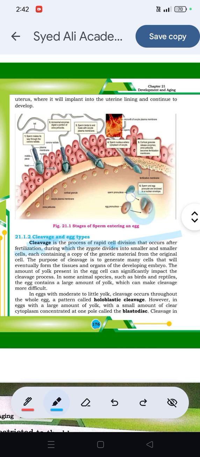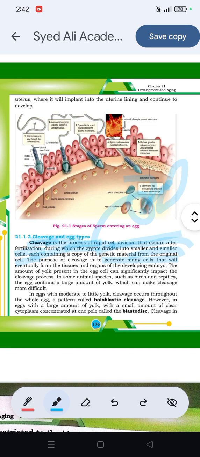As I mentioned, here's the egg and sperm, and when they both get fertilized, there will be rapid cell division. What will happen with the zygote is that it divides into smaller cells, and each contains a copy of the genetic material from the original cell. As I mentioned, when the zygote is formed by what?